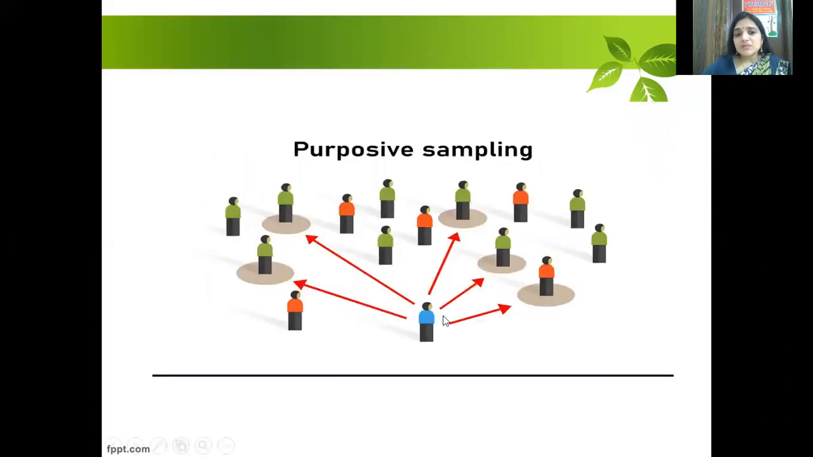This way, purposive sampling. I know this person will reply in a better way. I will ask him this set of questions I have. I will choose persons as per my judgment.